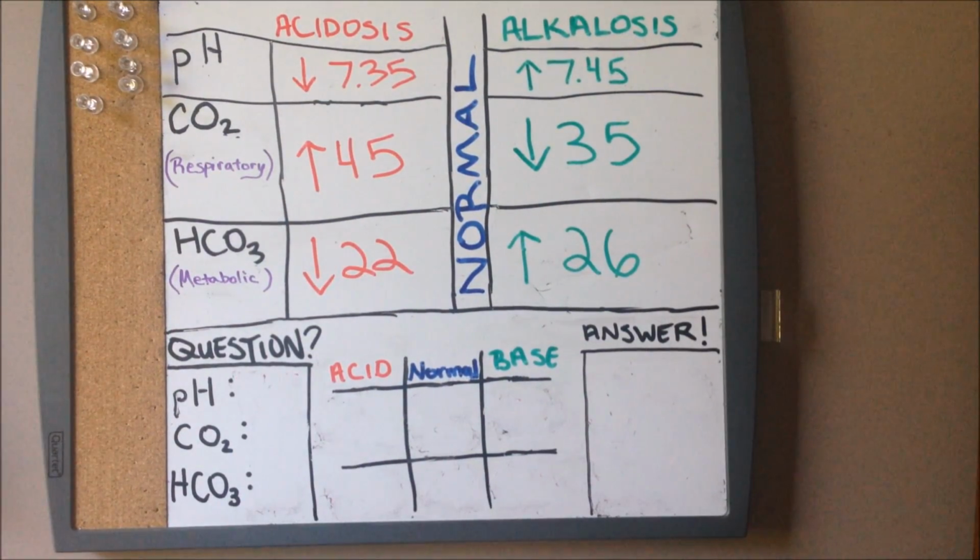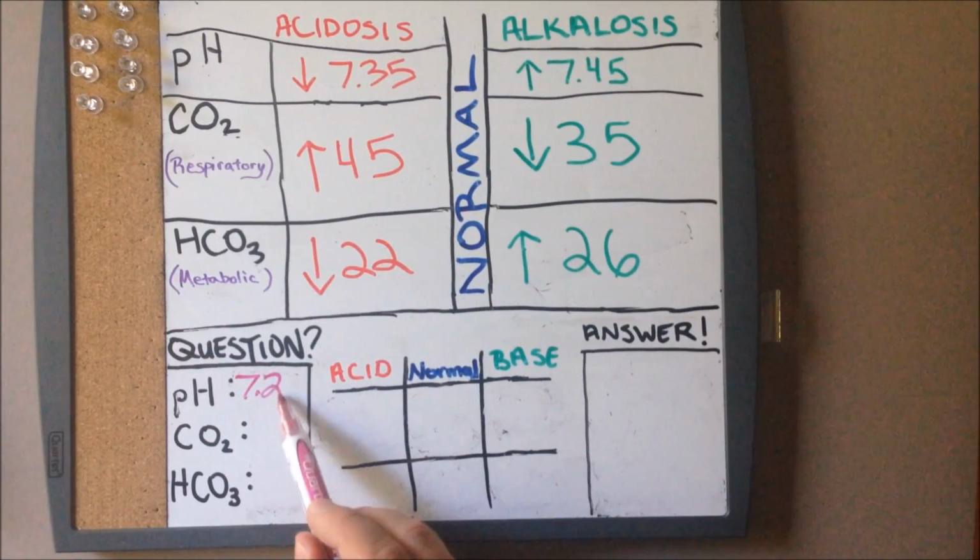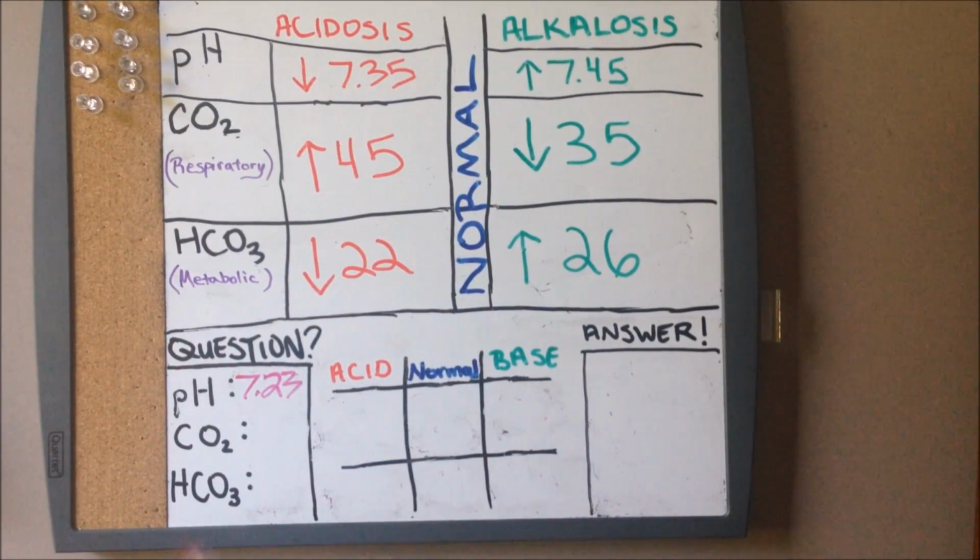All right, guys, we got 2 more questions for you here. Let's move on to question number 8. What we're given is a pH of 7.23, a CO2 level of 61. Now, if that doesn't catch your eye immediately after all these problems we've done, something's wrong. And we have a bicarbonate level of 40. That too should catch your eye.